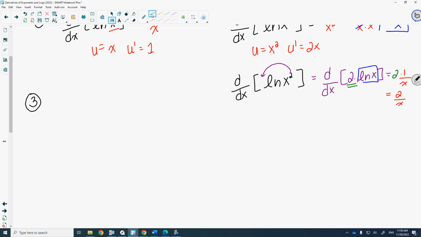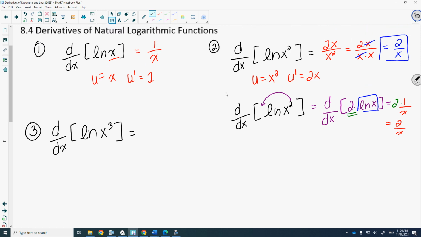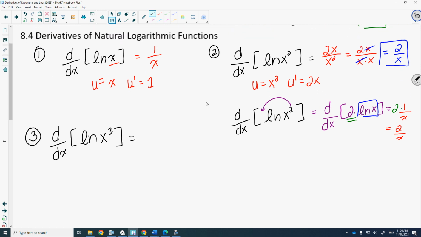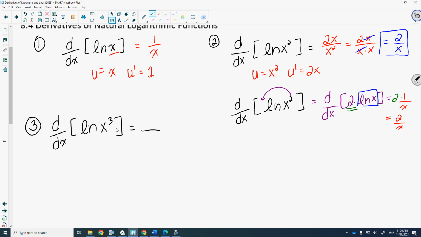Okay, example 3. Differentiate with respect to x the natural log of x cubed. So again, according to the formula, it's going to be u prime over u. So u prime would be 3x squared over u, which would be x cubed, and then this would reduce to 3 over x. So the derivative of the natural log of x cubed is going to be 3 over x.